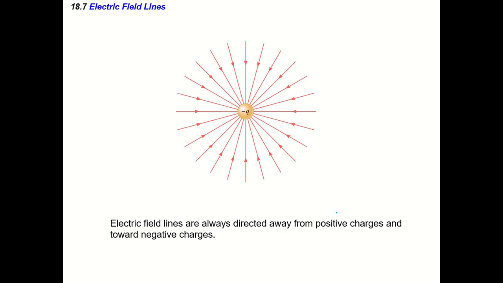And the opposite of that is, if this is a negative charge, the electric field lines are going directly towards the negatively charged Q here. So electric field lines are always directed away from the positive charge and towards the negative charge. So this is our negative charge, and the electric field lines go towards the negative.